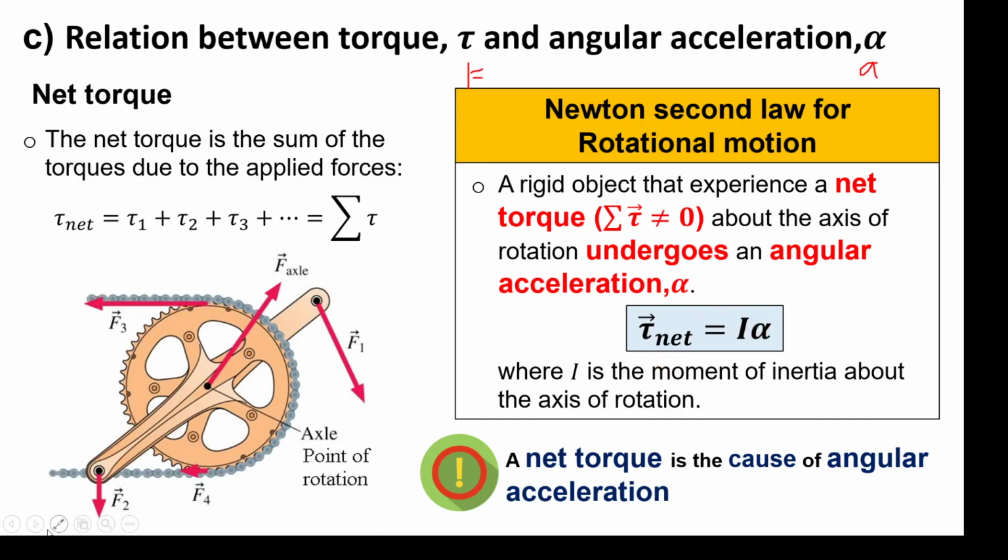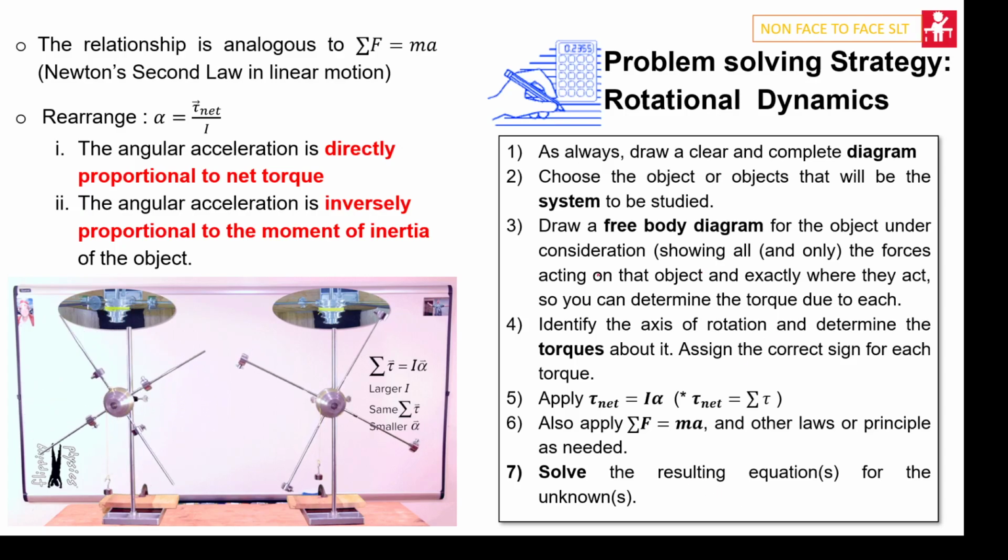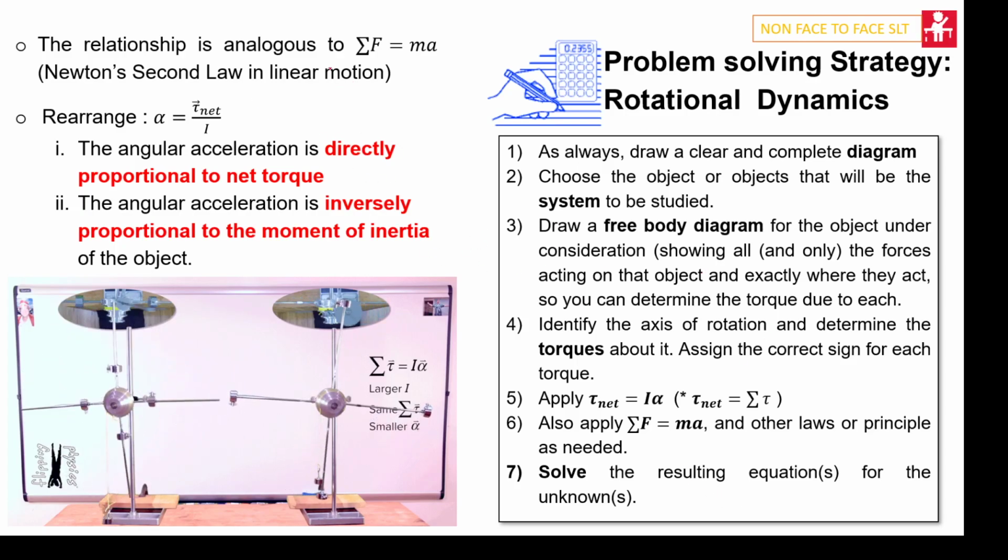If you can relate it back, it is almost analogous to F equals M A. It's just a repeat of what you did in chapter 4, but instead of linearly, we're now focusing on rotationally. So the main point here, net torque causes angular acceleration, is just a repeat of what I said before. Here we're going to analyze the relationship of torque with force.